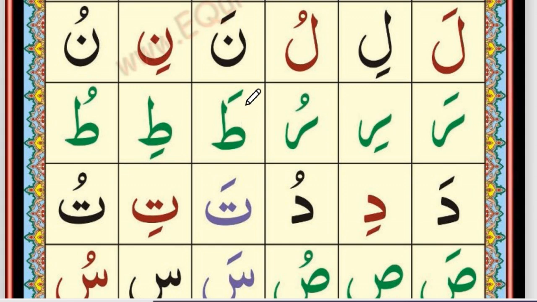Ta, zabar, ta. Also we read ta by the tip of the tongue. We touch the tip of our tongue to the roots of the upper two front teeth. But we read ta always in a thick voice.